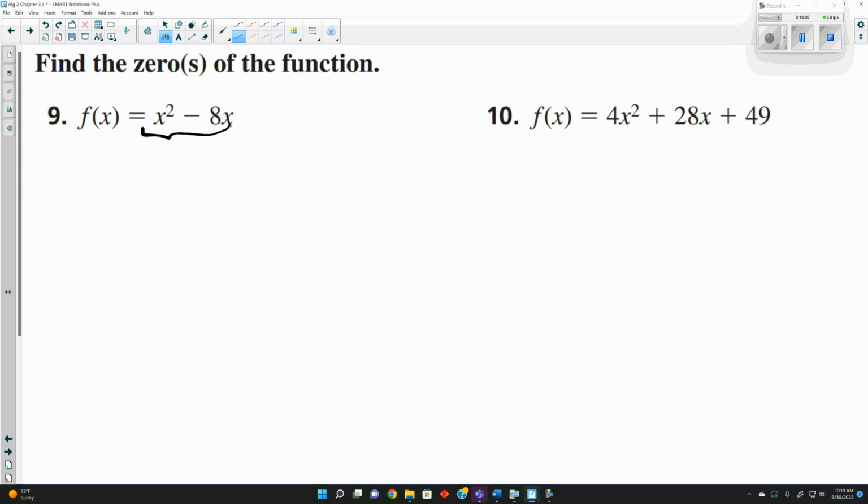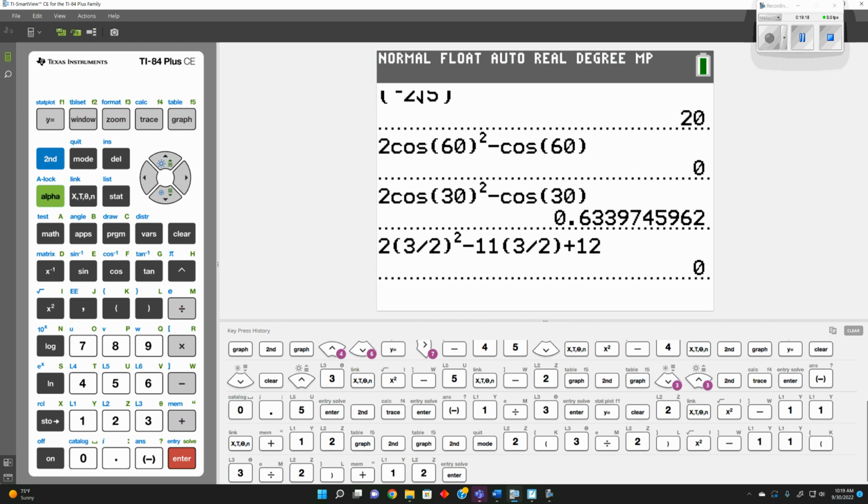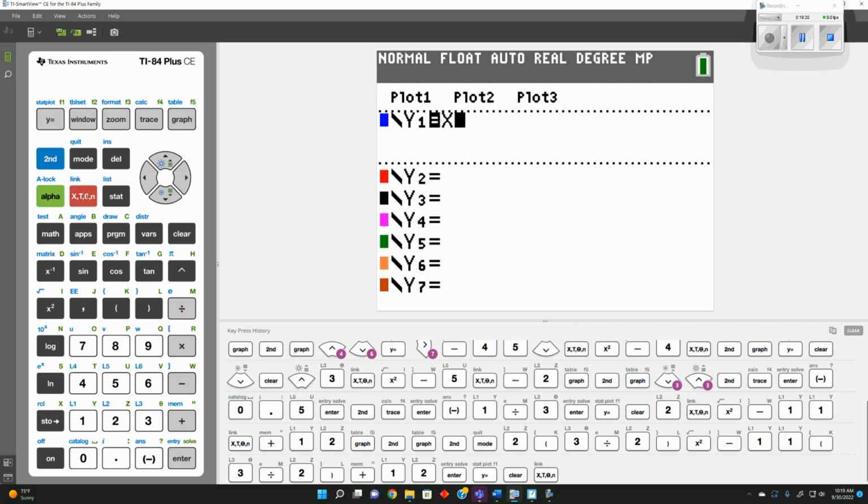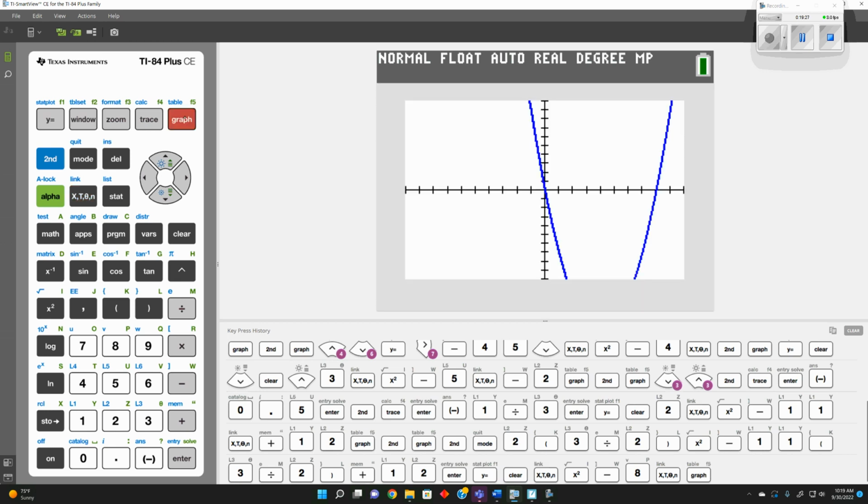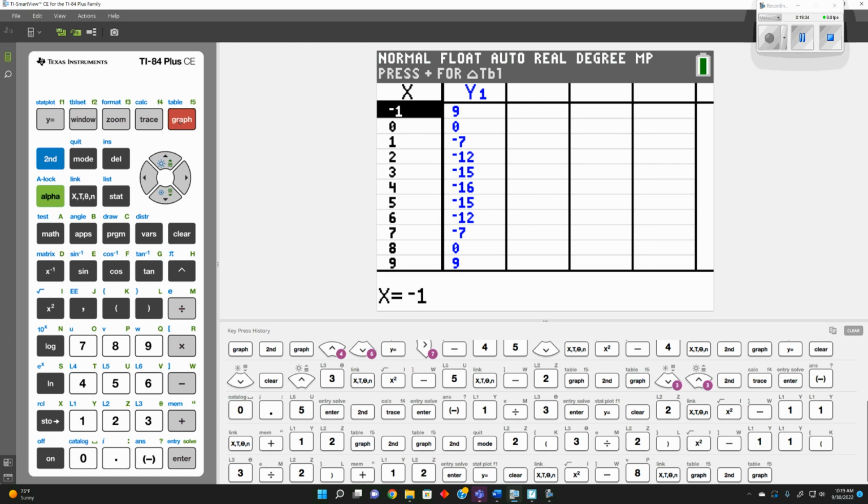Let's look at this one here, x squared minus 8x. So we're wanting to find what's going to make this equal 0, yes? So one way we can try is what? We can try graphing it. x squared minus 8x. So it's 0 and 0 and 8.